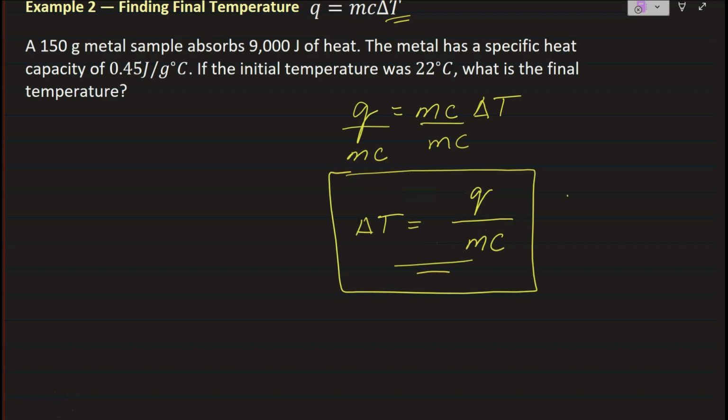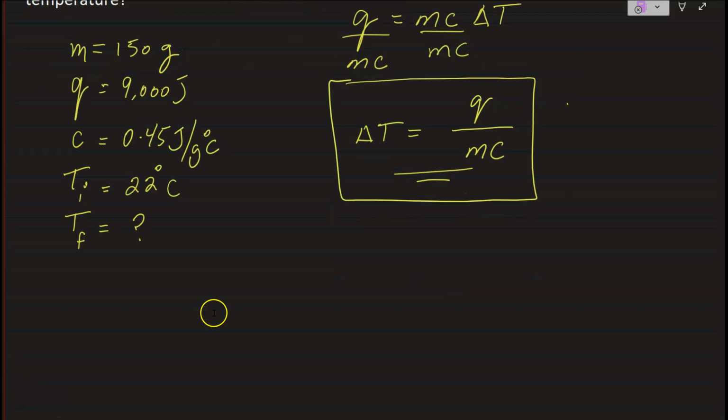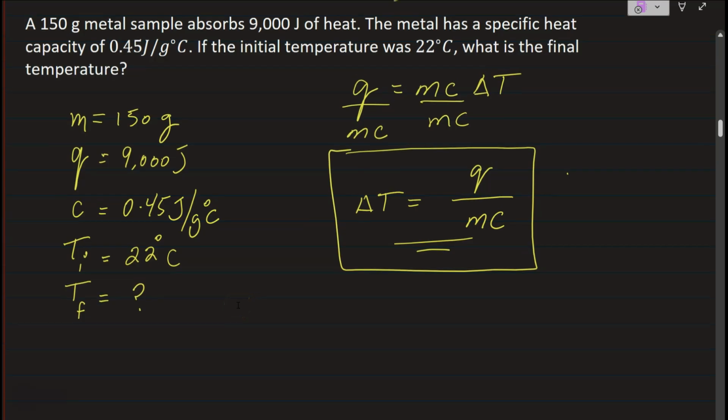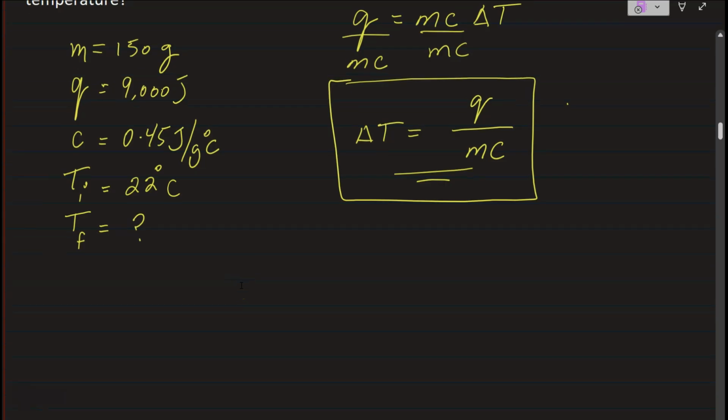So now let's write up what we do know. We have all the information written up here. Now we're going to plug all of these numbers into this equation and solve for delta T. The easiest way to do this question is solving for delta T first, and then finding the final temperature from the difference between T final and T initial. Okay, let's plug numbers in.